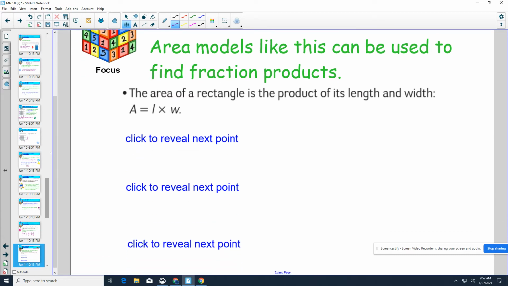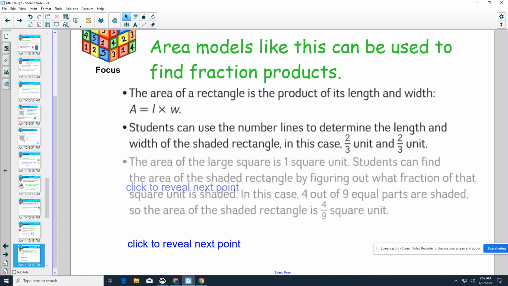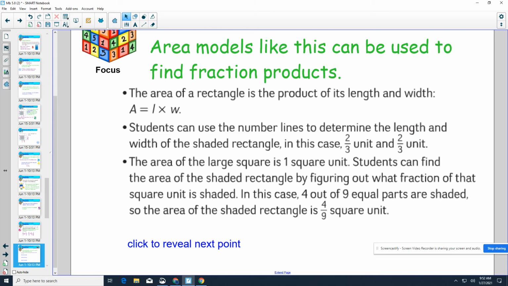Now, again, area is length times width. So students can use a number line to determine the length and width of the shaded rectangle, in this case 2/3 unit and 2/3 unit. The area of the large square is 1 square unit. Students could find the area of the shaded rectangle by figuring out what fraction of the square unit is shaded. In this case, 4 out of 9 equal parts are shaded, which is what we did.